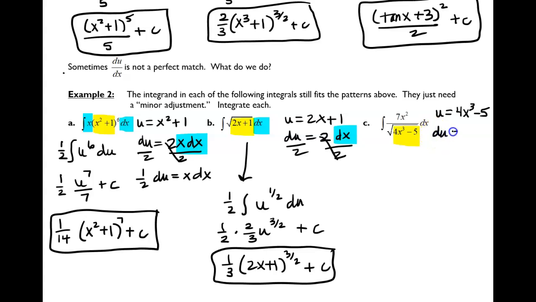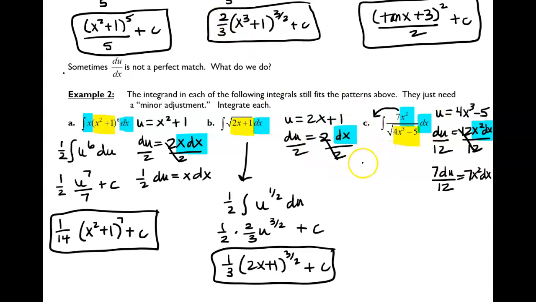Let's take the derivative of that. The derivative is 12x squared dx. Do I have a 12x squared? No, I have a 7x squared dx. Really, I'm just going to focus on that x squared dx. And so if I divide both sides here by 12, I would just have x squared dx. But if I want 7x squared dx, then I'm going to just multiply both sides by 7. And then I can do that replacement. You could also just factor the 7 out in front of the integral to begin with and make that substitution.